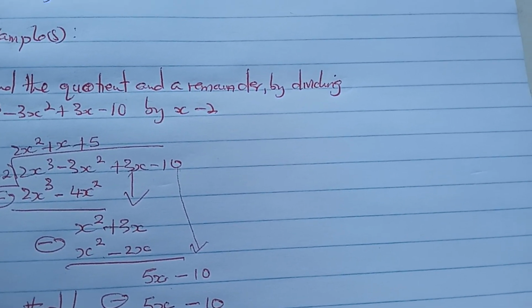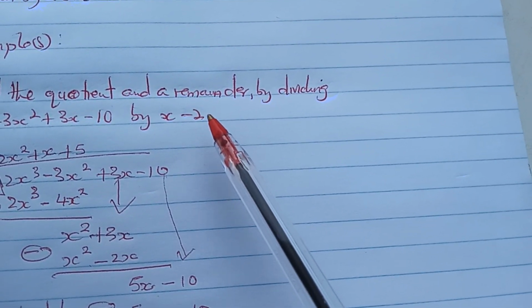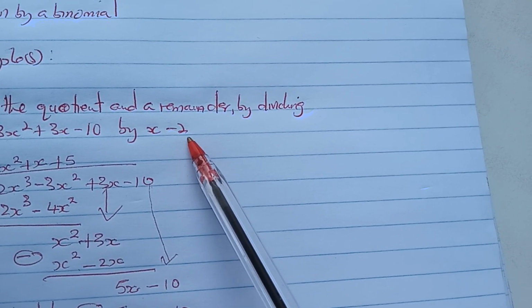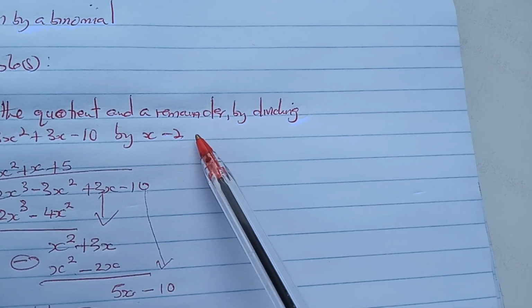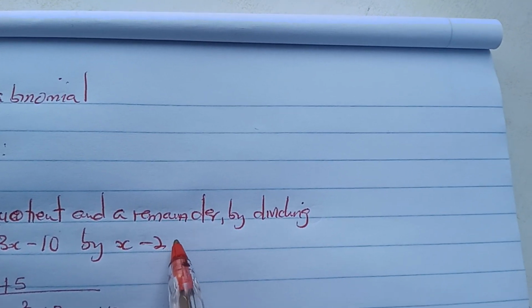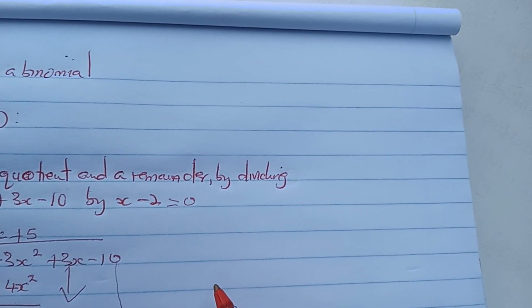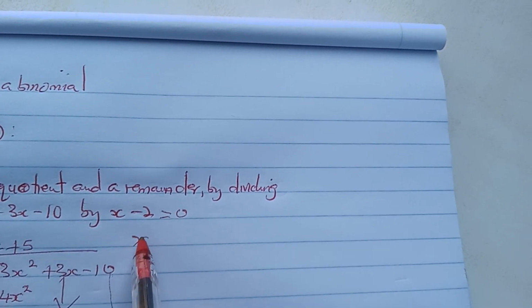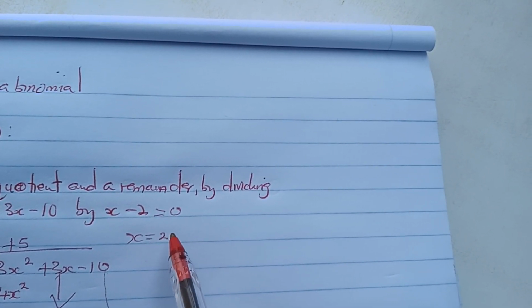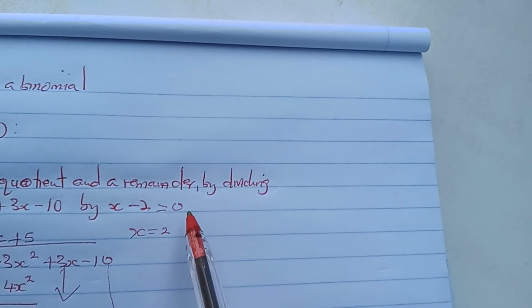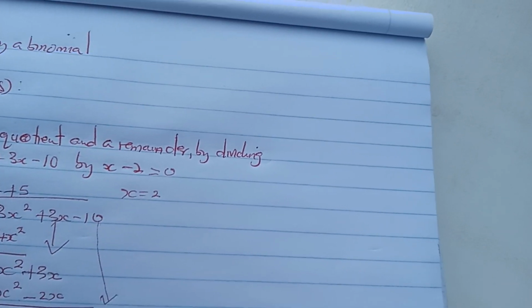For the short method, let us first consider this x minus 2 as a divisor. We have to make it equal to 0. In other words, always put it equal to 0, because we are trying to find the value of x. So x is equal to positive 2. It's a positive 2 because this negative 2 moved across the equal sign and became positive. Now for the short method, we apply this symbol.